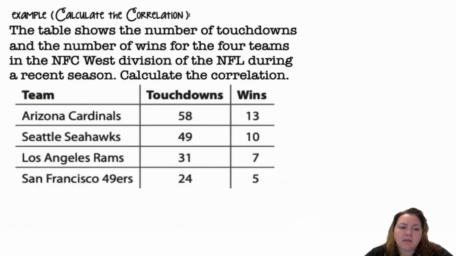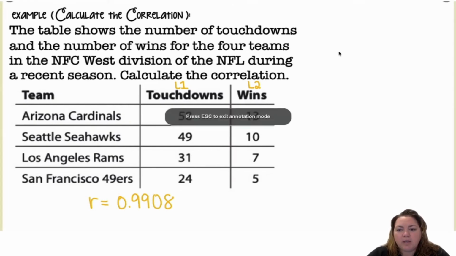All right, calculating the correlation. The table shows the number of touchdowns and the number of wins for 4 teams in the NFC West division of the NFL during a recent season. Calculate the correlation. We're going to put this data into list 1 and this data into list 2. We're going to go Stat, Calc, 8, and we should get r equals 0.9908. Let me show you what this looks like in the calculator.